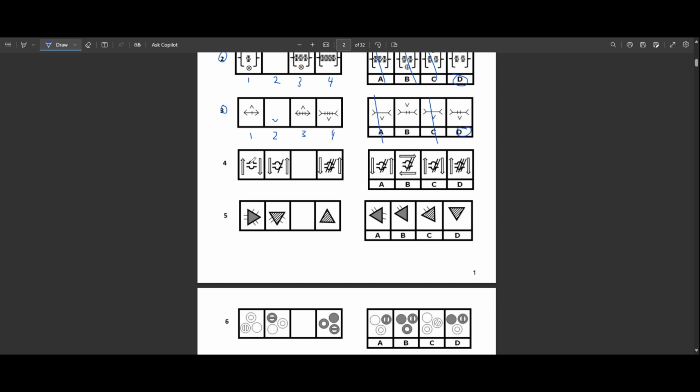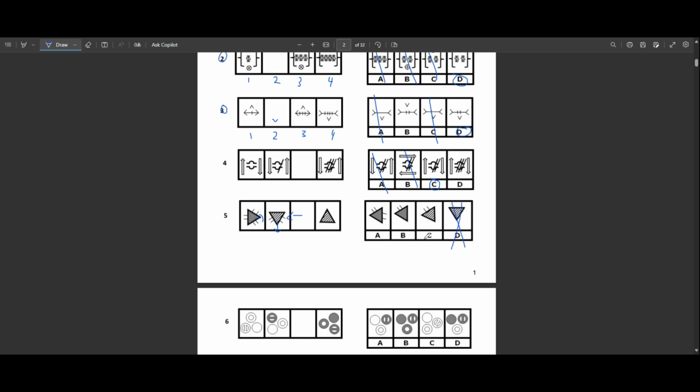The arrows here seem to be switching, so up, down, and then down, up. Should be up, down, okay? Let's cancel out these options. Each time you're also adding one of these lines, so there should be 2 diagonal lines, which is option C.